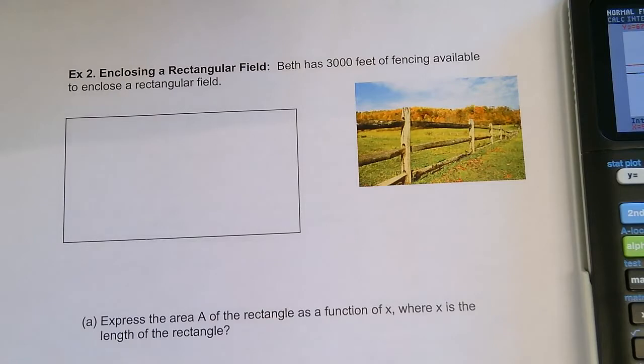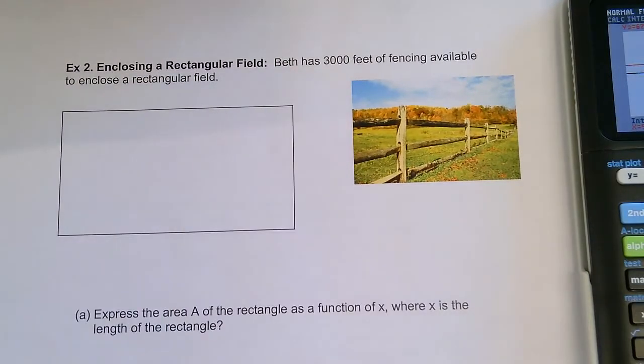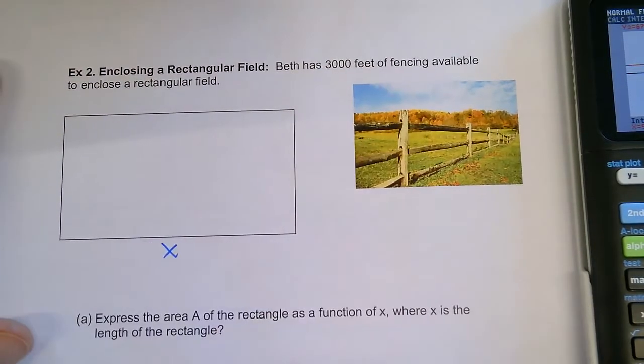You are a farmer. And right now we have Beth as a farmer. She has 3,000 feet of fencing available for question number 2, and we want to enclose this rectangular field. Part A says express the area of the rectangle as a function of x, where x is the length of the rectangle. So again, here's my length, here's my width.